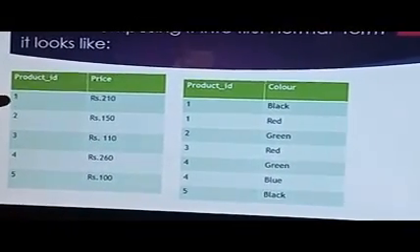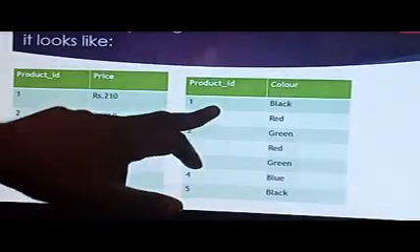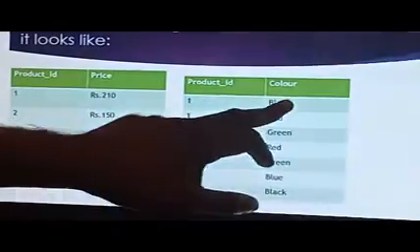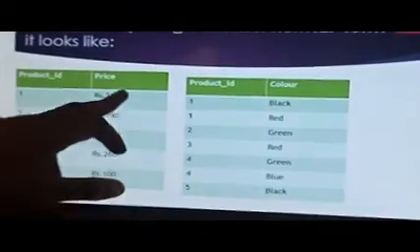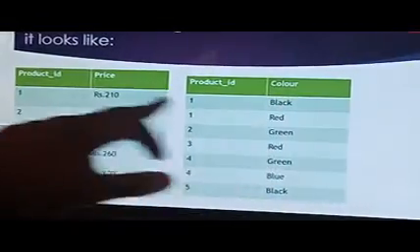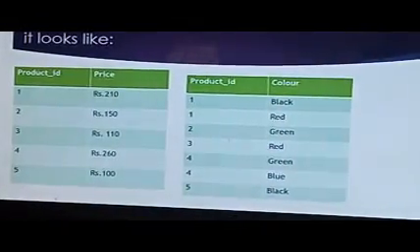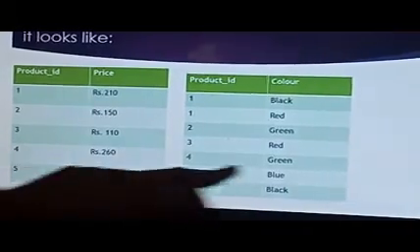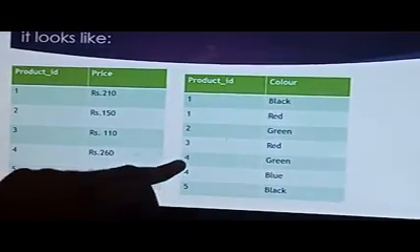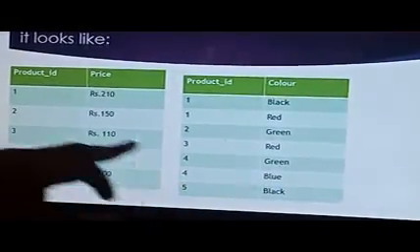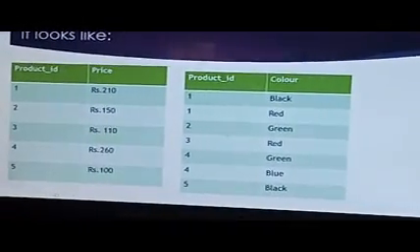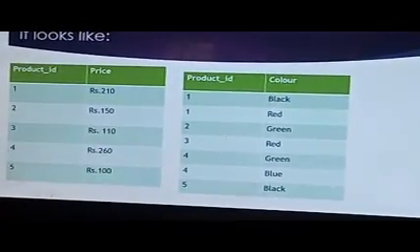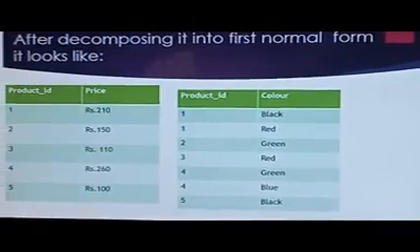By using this product ID 1, I can go into another table, that 1 with the black color, 1 with red color. By using this product ID, I can know the rate of black or red is 210. Similarly, by using the product ID 4, I have green and blue. The 4 has been repeated here. So this data repetition is reduced by means of this segregation into 2 tables.